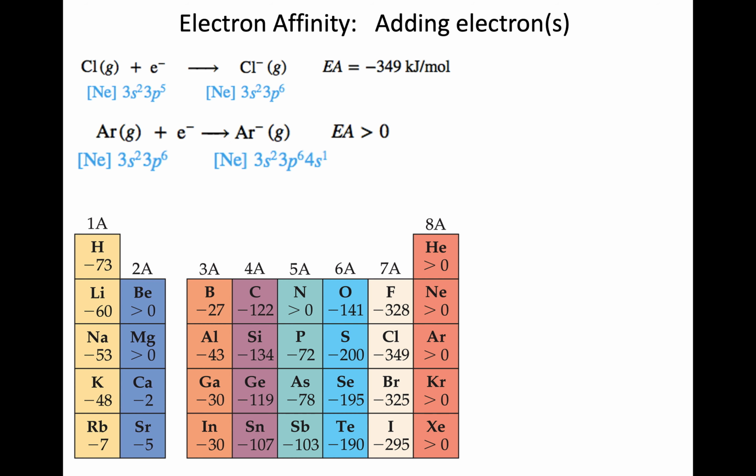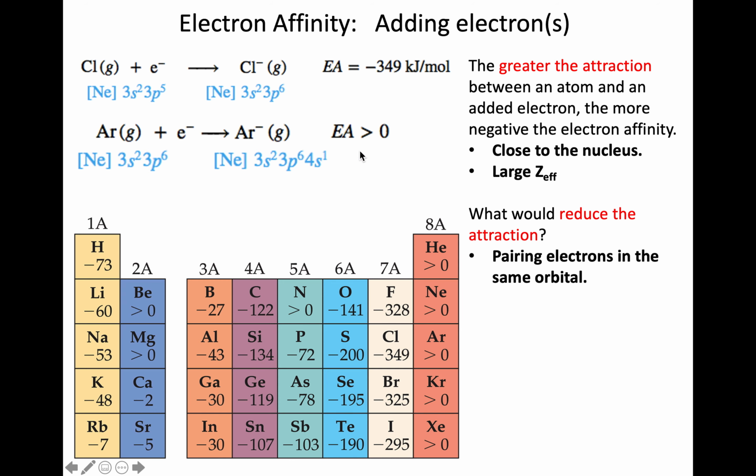Electron affinity refers to adding one or more electrons. We want to be able to recognize the expressions for those. It is favorable when we see a negative electron affinity and unfavorable when there's a positive one. What factors are influencing this? The greater the attraction between an atom and the electron that we're adding results in a more negative electron affinity.